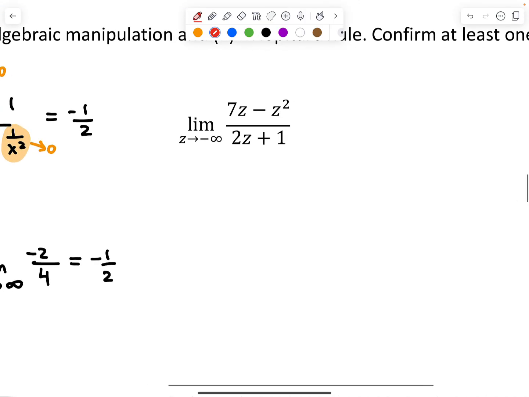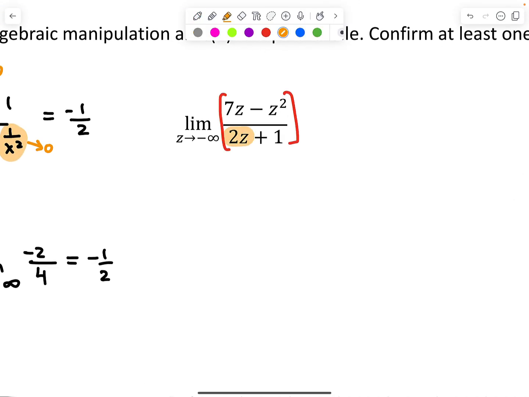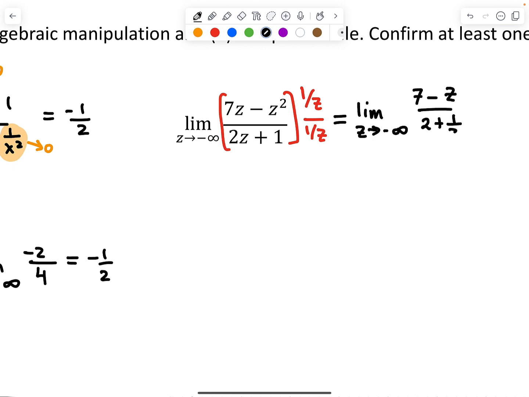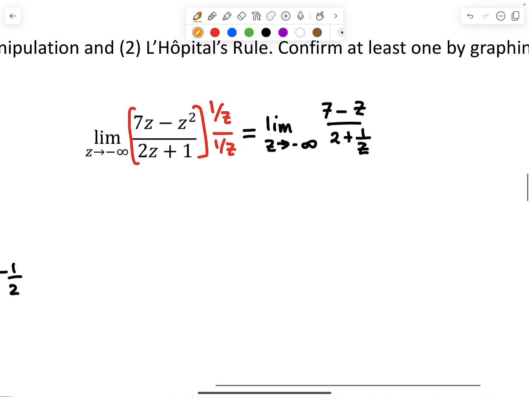Okay, next example, algebraic manipulation. The highest power term in the denominator is z to the 1. So I'm going to multiply top and bottom by 1 over z. Also notice that z is approaching negative infinity this time, not positive infinity. But our numerator becomes 7 over z minus 2, plus 1 over z. As z approaches negative infinity, this fraction here will approach 0, but this numerator will approach positive infinity because z is going to negative infinity.